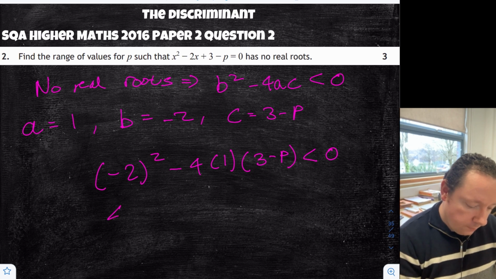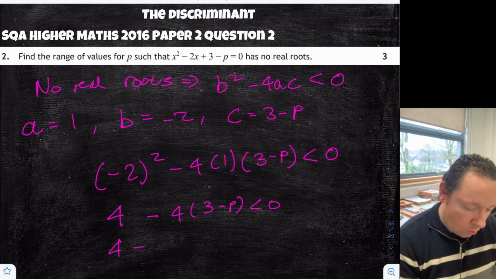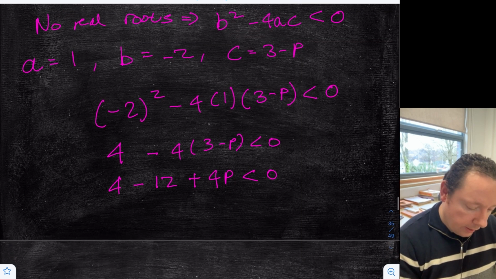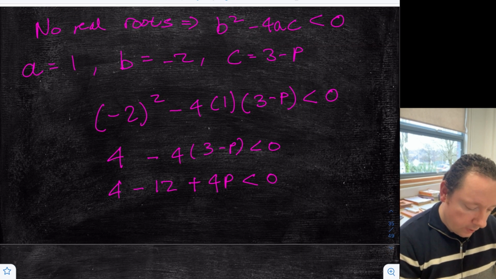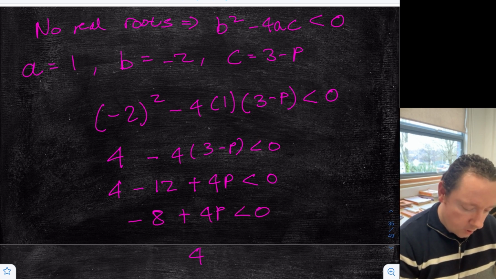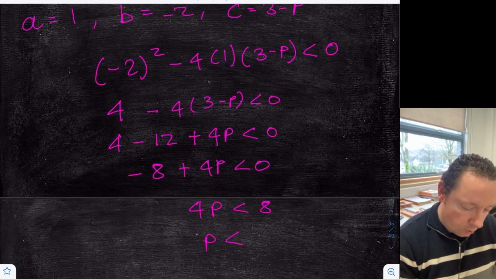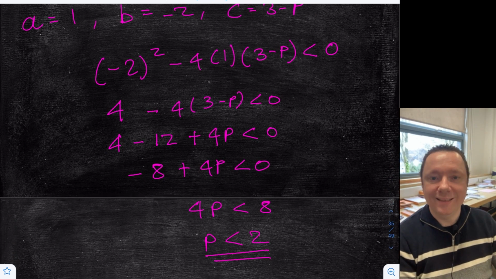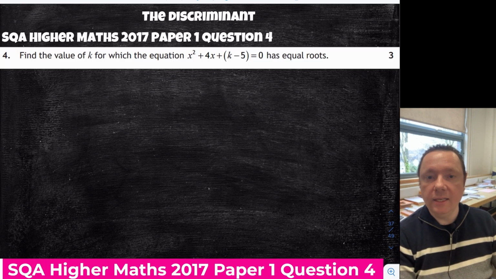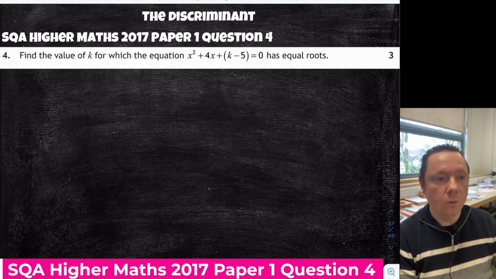So that's 4 minus 4 times (3 minus p). That's 4 minus 12. Minus times a minus is a plus, so plus 4p. And then that's pretty simple to solve. 4 minus 12 is minus 8, plus 4p is less than 0. So 4p must be less than 8. And therefore p is less than 2. 8 divided by 4 is 2. And we're done there.